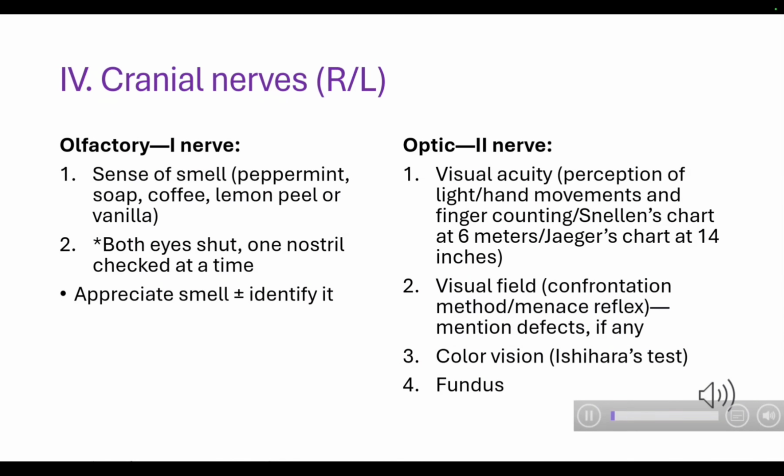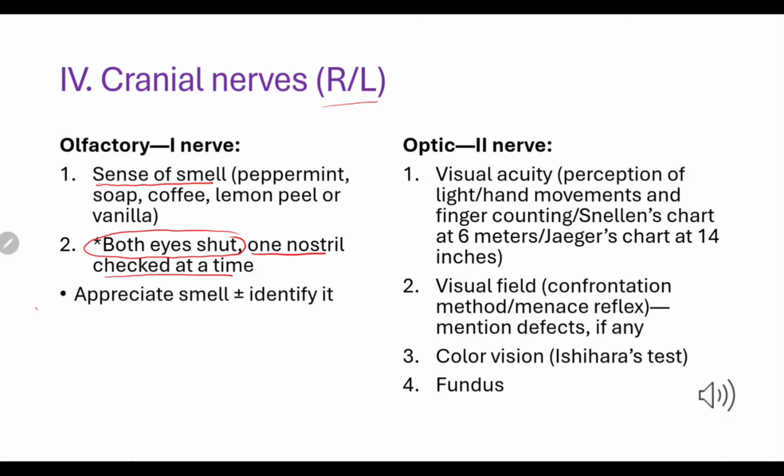Moving to pillar 4, the cranial nerves. We test them symmetrically, right versus left. We start with cranial nerve 1, the olfactory nerve. You will check the sense of smell using non-irritating familiar scents like soap, coffee, or lemon peel, checking one nostril at a time with eyes shut. We note if they can appreciate the smell and if they can identify it.